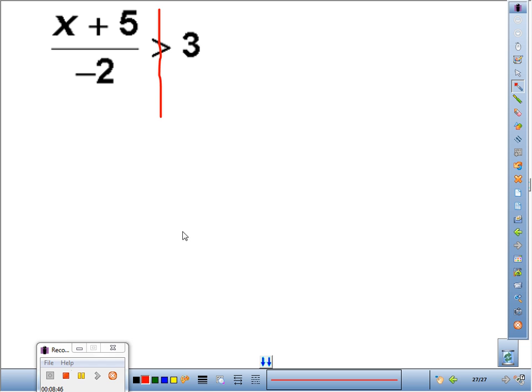Tell your neighbor the first step, please. The next step after drawing the line. Yeah, that was a good one. Close.